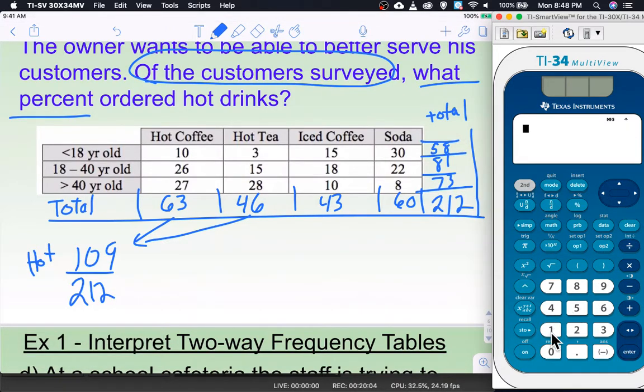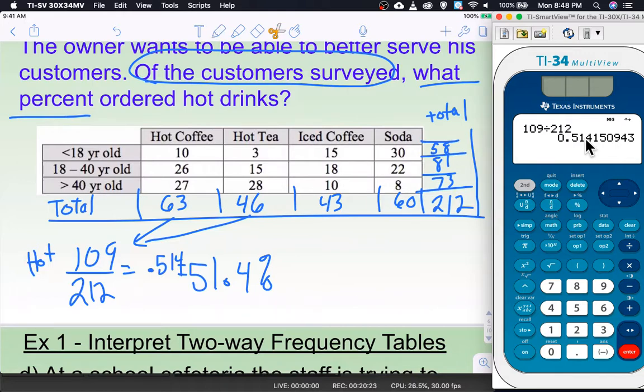And to find a percentage, we divide. And we got 51.4%. If you don't know how I got that, it was 0.514. You move the decimal over 2 places. Boom, boom, boom, boom. 51.4%. So 51.4% of customers surveyed ordered hot drinks.